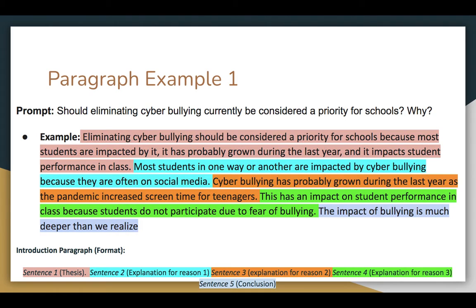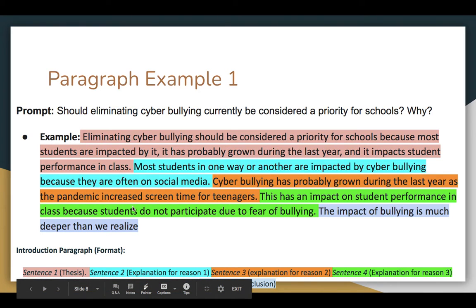Most students in one way or another are impacted by cyberbullying because they are often on social media. Cyberbullying has probably grown during the last year as the pandemic increased screen time for teenagers. This has an impact on student performance in class because students do not participate due to fear of bullying. The impact of bullying is much more deeper than we realize. And so this is an entire paragraph that answers this prompt. Okay?